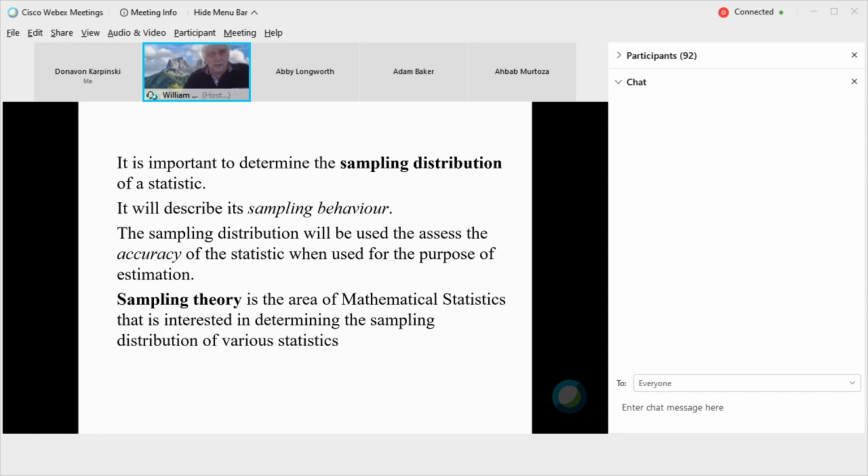It's important to determine the sampling distribution of the statistic. It'll describe its sampling behavior. And the sampling distribution will be used to assess the accuracy of the statistic when it's used for the purpose of estimation or hypothesis testing. Sampling theory is the area of mathematical statistics that's interested in determining the sampling distribution of various statistics. This is a mathematical problem.